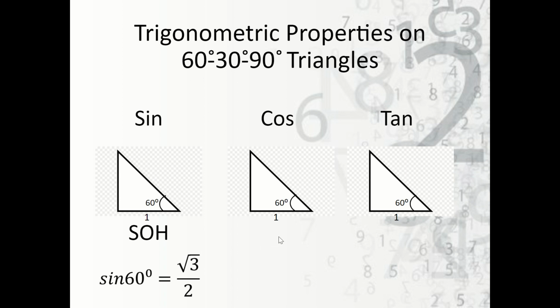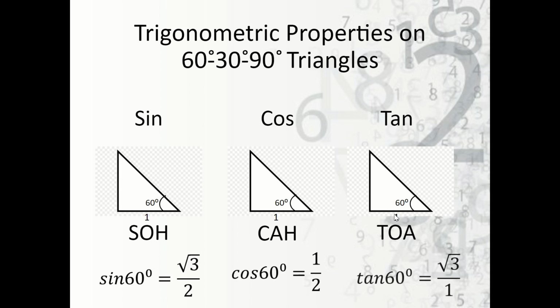Now cosine. Remember that cosine is adjacent over hypotenuse. So we're finding this 60 degree angle. This one's our 30. So for the 60 degree angle, the adjacent side is 1, and the hypotenuse should be 2, so it should be 1 over 2. And tangent, remember, is opposite over adjacent, so the opposite is square root of 3. The adjacent is 1, so it would be square root of 3 over 1.